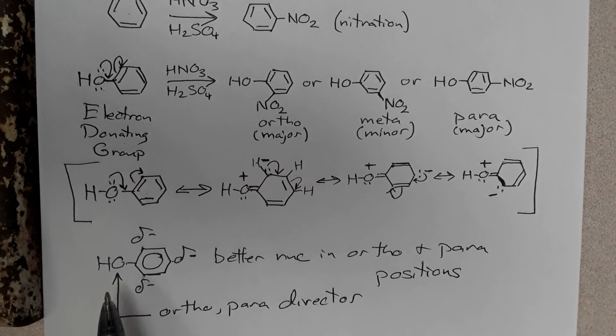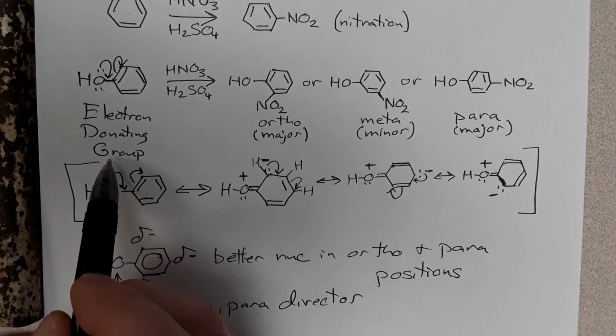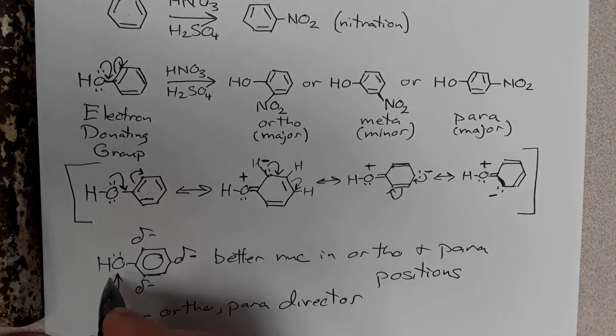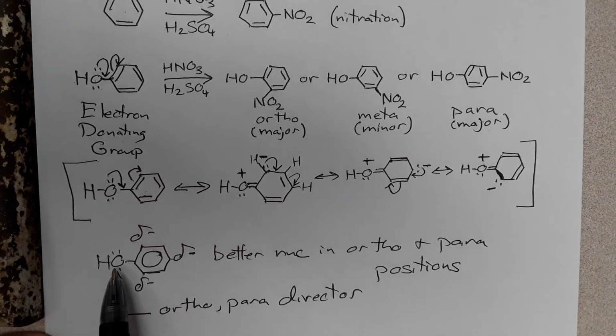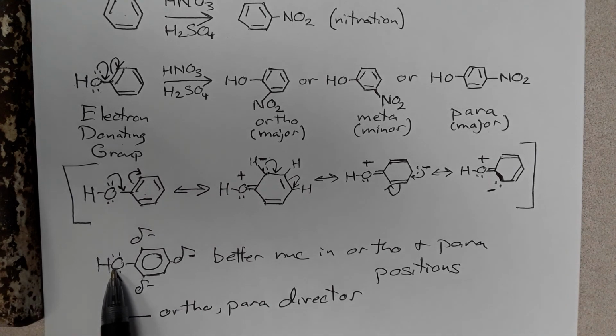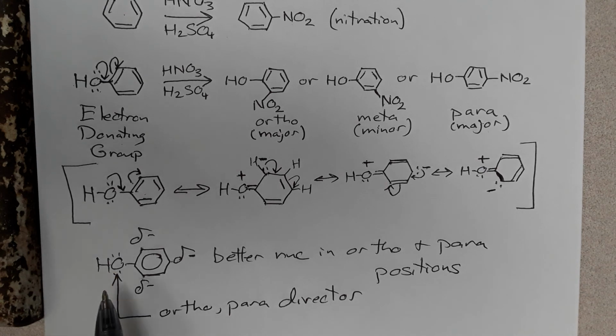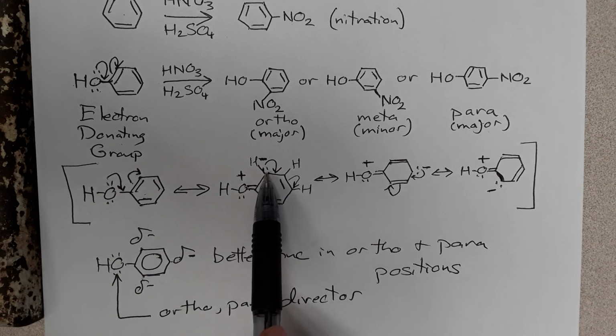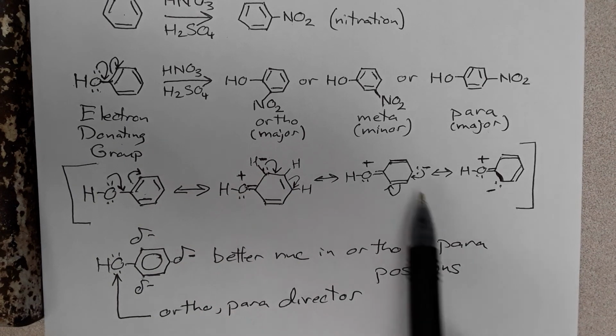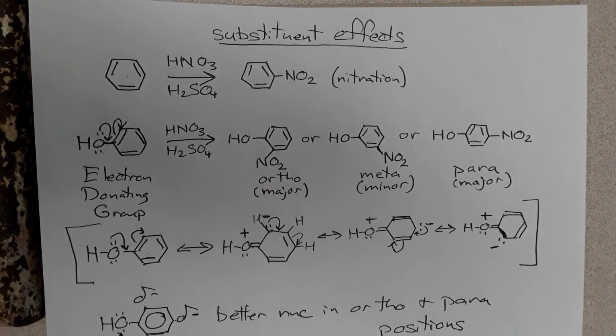So when you see a group that is an electron donating group, it doesn't have to be a hydroxy group, it can be an amino group, it can be any group that has a lone pair on the atom right next to the ring, then you will see by resonance that it is directing the incoming electrophile to the most nucleophilic positions, which will be in the ortho positions and the para position there.